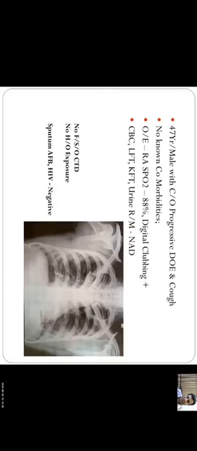So this brings us to the sixth case, and this is also the last case. A middle-aged male presented with complaint of progressive breathlessness on exertion and cough. He was not having any comorbidities. His saturation was 88%; he was slightly hypoxemic. He was having digital clubbing. His CBC, LFT, KFT, everything was within normal limits. There was no feature suggestive of CTD. There was no history of occupational exposure or any dust exposure. He was a non-smoker, and sputum AFB as well as HIV status was negative.